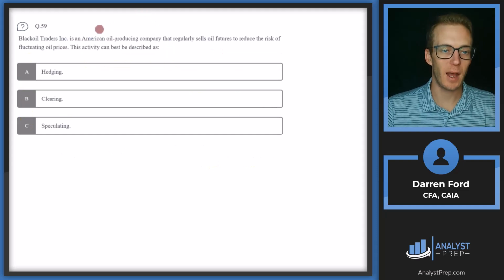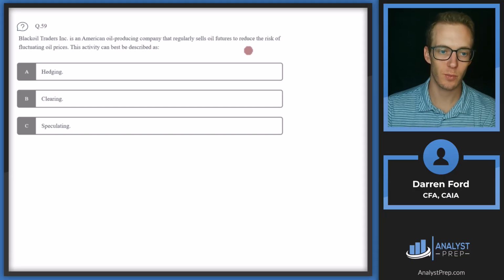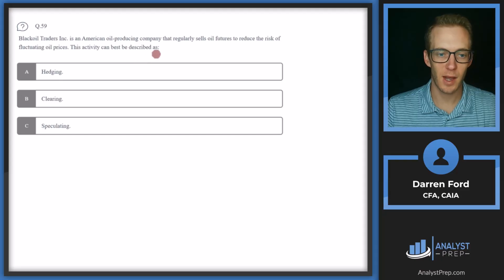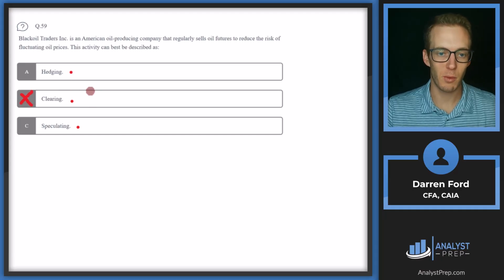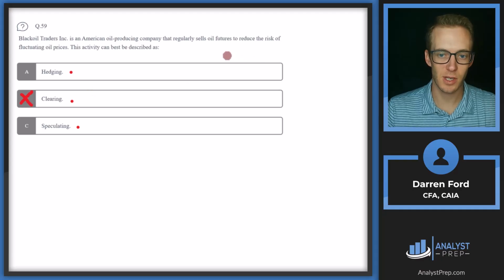Answer A. Question 59. Black Oil Traders, Inc. is an American oil producing company that regularly sells oil futures to reduce the risk of fluctuating oil prices. This activity can best be described as hedging, clearing, or speculating. We know it's not clearing, since clearing was only going to be done by a clearinghouse essentially, or somebody that is the middleman for the buy and sells on the oil futures. This is an oil company, so they're not going to be in the business of clearing futures contracts.